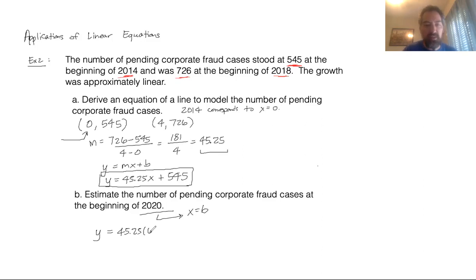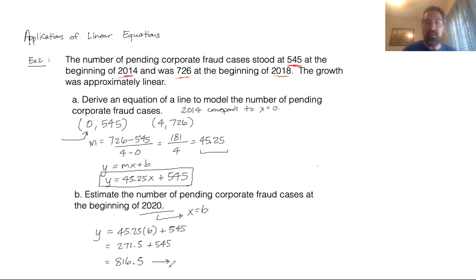45.25 times 6 plus 545. 45.25 times 6 is 271.5. Plus 545 is 816.5.